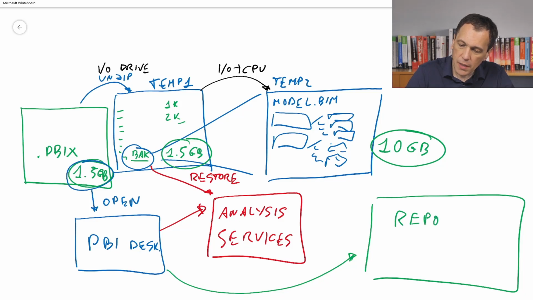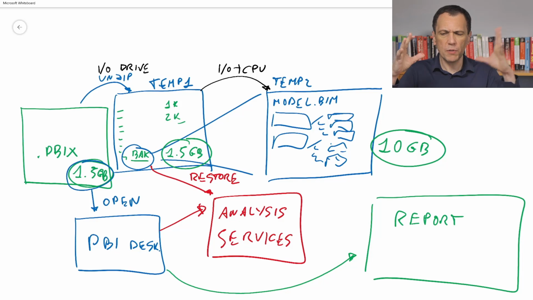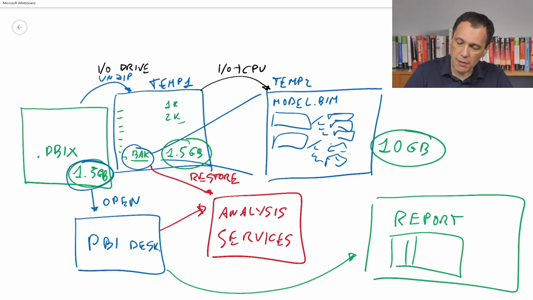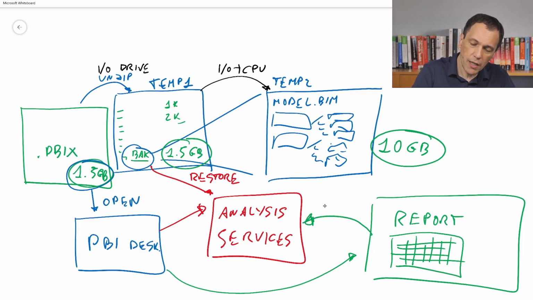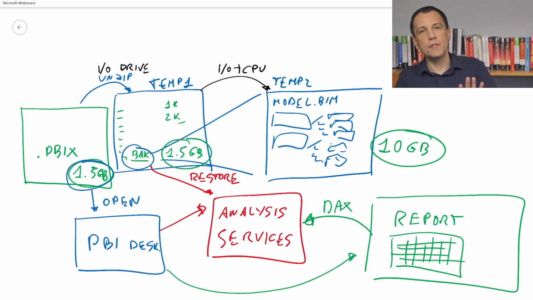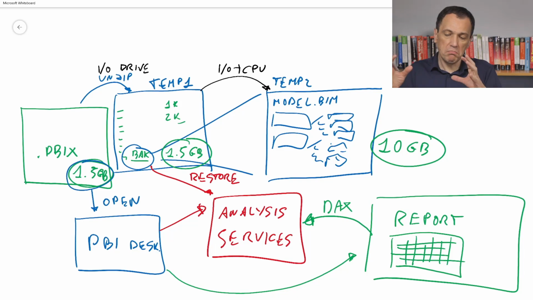And the report was just a matrix, if I remember. This matrix is a visual, displaying data from the model. In order to populate this matrix, a DAX query was sent to Analysis Services. This DAX query returned a relatively small set of data to populate the table, but executing the first query over the model we just restored required an additional effort in terms of CPU and a little bit of RAM by Analysis Services, but mainly CPU.